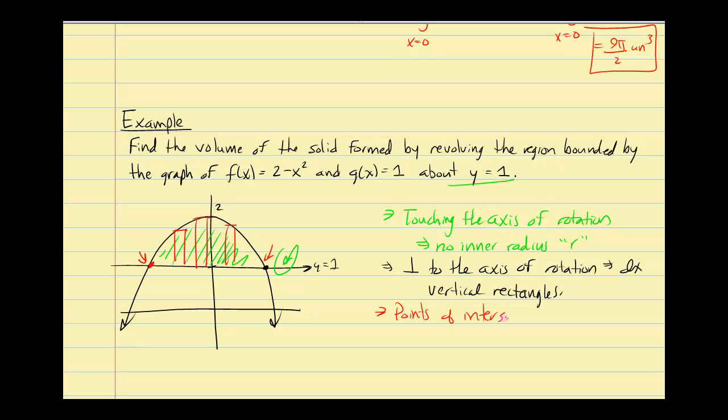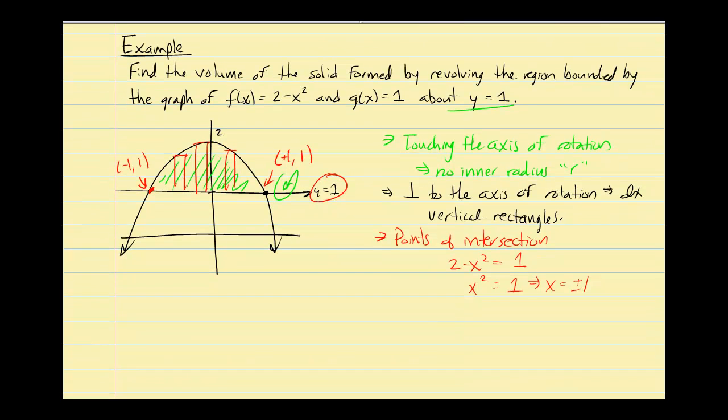So for my points of intersection, I have 2 minus x squared equals 1. x squared is equal to 1. x equals plus or minus 1. So this is the point positive 1 on this side, negative 1 on this side. And if we were to plug negative 1 into either one of these functions, 2 minus a negative 1 quantity squared, I get a positive 1 back and a positive 1 back, which verifies that this is the line y equals 1.